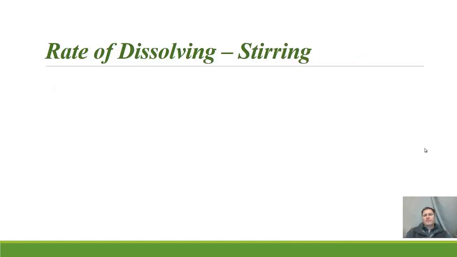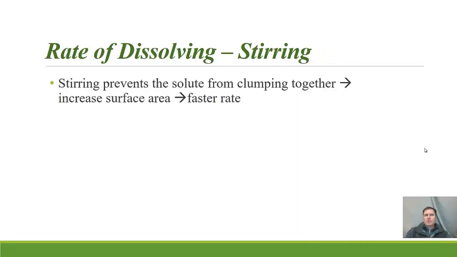The second factor involved in determining the rate of dissolving is stirring. So as we stir a solute, once it's put in a solvent, that's going to prevent those clumps from sticking together. Well, if they don't stick together, we're going to get increased surface area, and as we just learned, if we increase the surface area, we're going to get a faster rate. So if we increase stirring, it's going to increase the rate of dissolving.